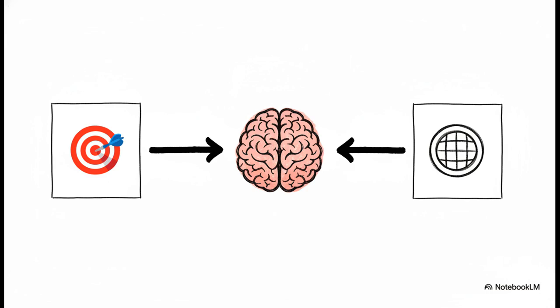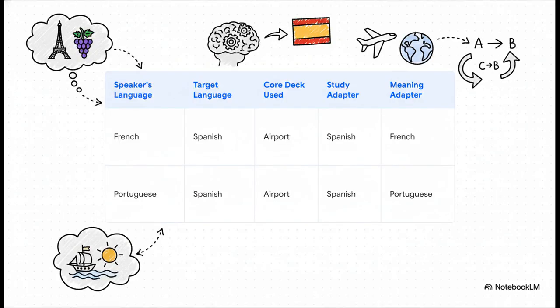The study adapter, that's just what you're studying, your target language. And the meaning adapter, that's how it's all explained to you, your native language. They're two totally separate, completely swappable layers, like Legos. And this table is really where the light bulb goes on. Take a look. You've got 2 different people, and they both want to learn Spanish. Now, notice the middle columns. The core deck, which is airport, and the study adapter, Spanish, are exactly the same for both of them. The only thing that changes is that last column, the meaning adapter. One gets it explained in French, the other gets it in Portuguese. The core content never had to be touched.